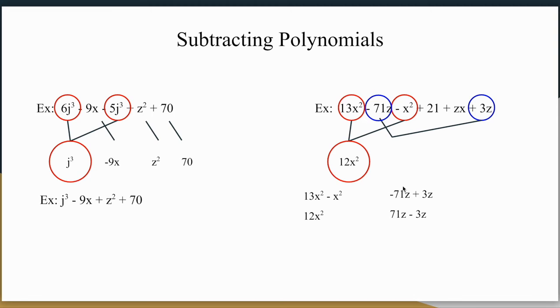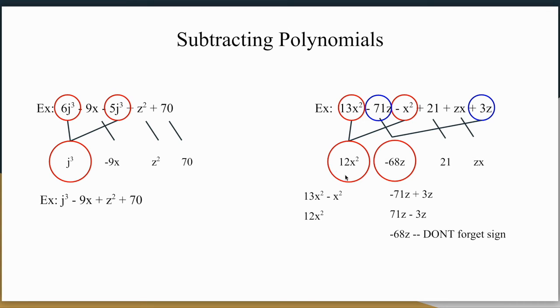So the absolute value of negative 71 is 71. The absolute value of 3 is 3. Because 71 is bigger and 71 has a negative sign, the answer for this question will be negative. So 71 minus 3 is 68, and keeping this negative sign, we get negative 68z. Remember, don't forget the sign. Now we're going to bring this negative 68z to the top, which is here, and we're going to bring the unlike terms to the side, so positive 21 and positive zx.